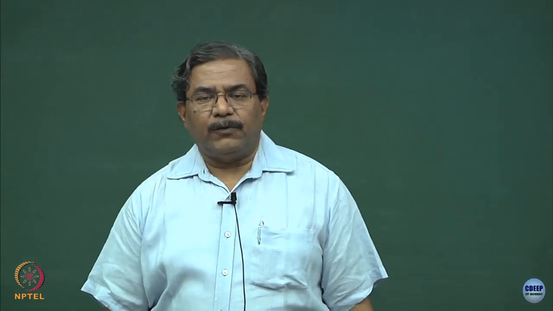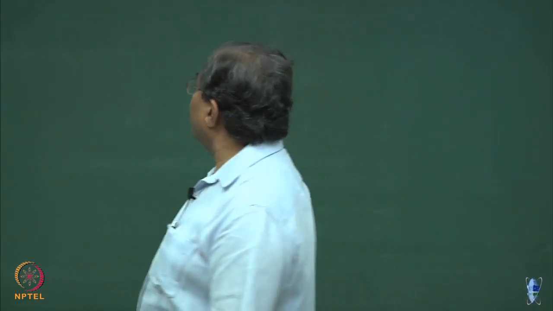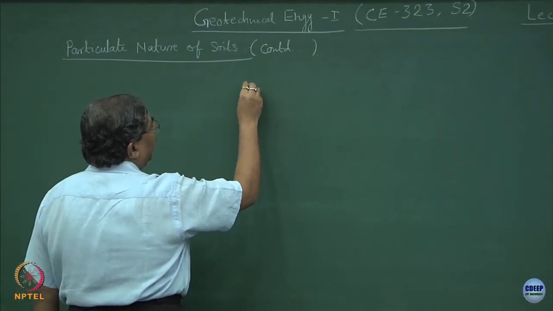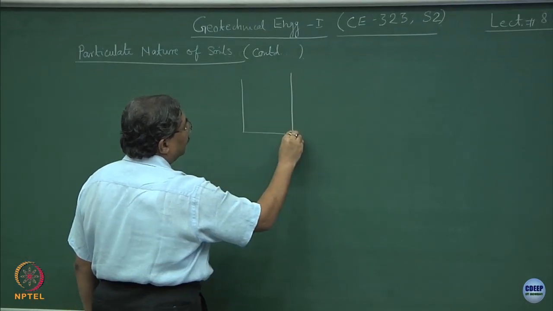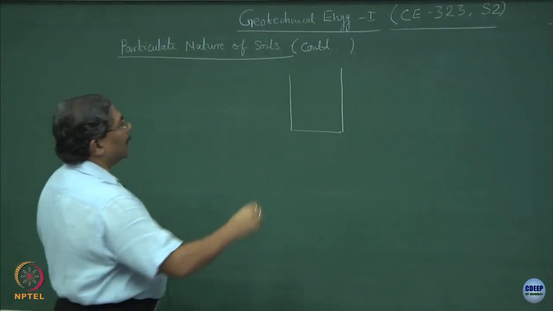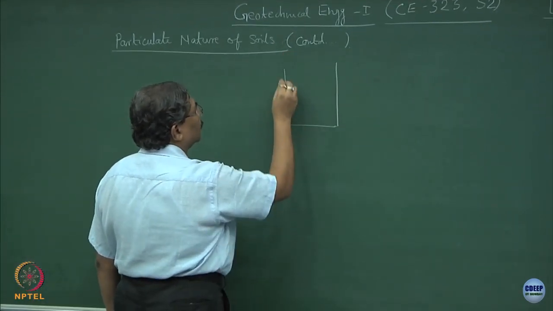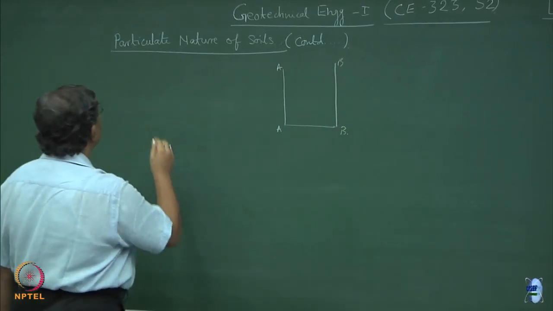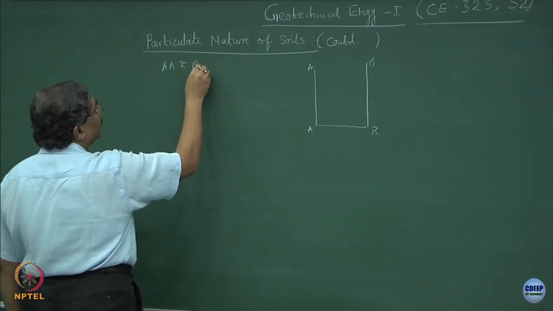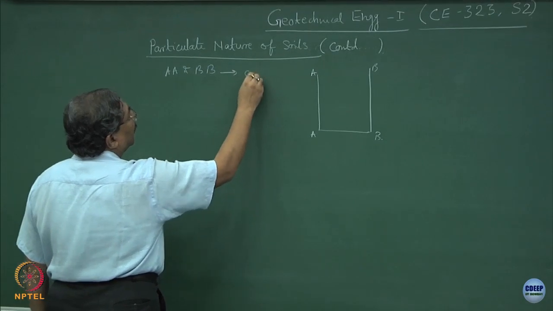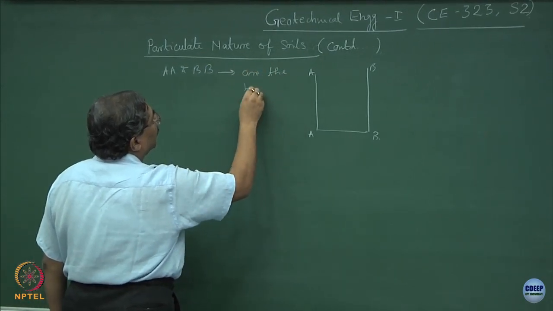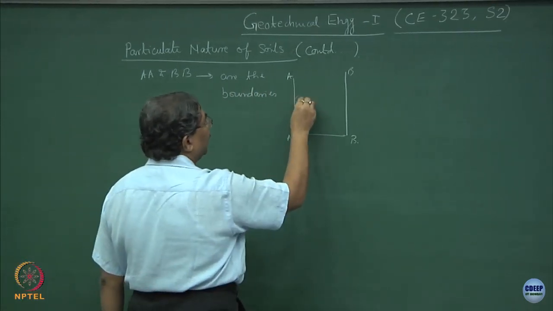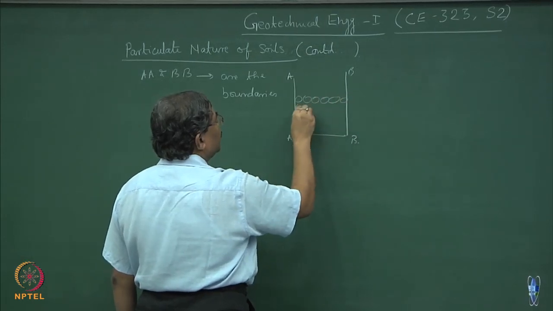So, I have been talking about a situation where you have a control volume, and this control volume is confined in such a manner that the boundaries are rigid. So, AA and BB are the boundaries. And these boundaries are confining the material. For the sake of simplicity, I am assuming granular material.